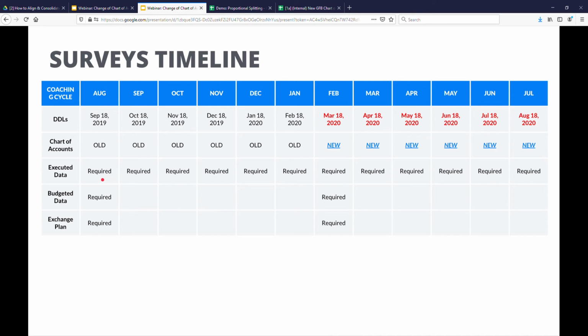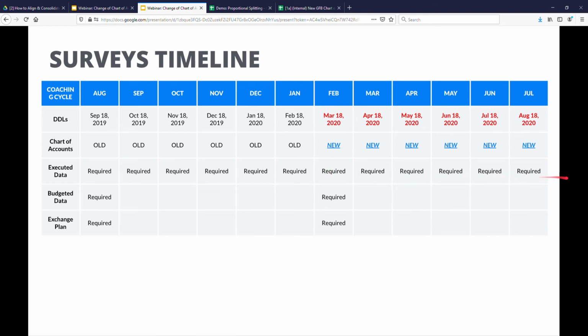For the executed data, what were the required items? From all of these first six surveys of the term, it is basically just required. These are required for executed data because the budgeted data and exchange plan was asked in the last August survey. But for February to July, it's a similar pattern, but the change is that starting February, everything should be the new chart of accounts.